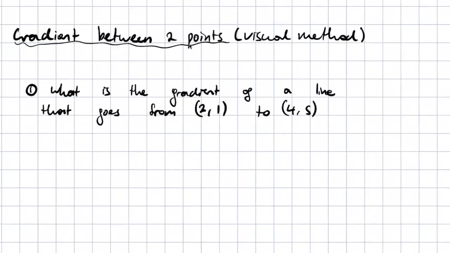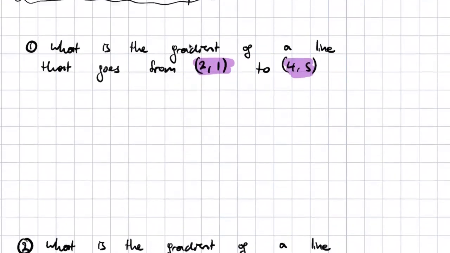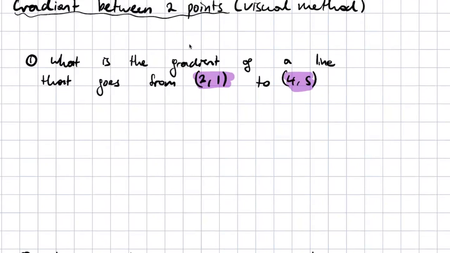through a picture. So between 2 points, we don't actually have the equation of the line. We don't have the image of the line. We're just given these 2 points. Calculate the gradient of the line that goes from (2, 1) to (4, 5). If you haven't got one, the first thing that you're going to do is draw a very quick picture, just so we know what's going on.